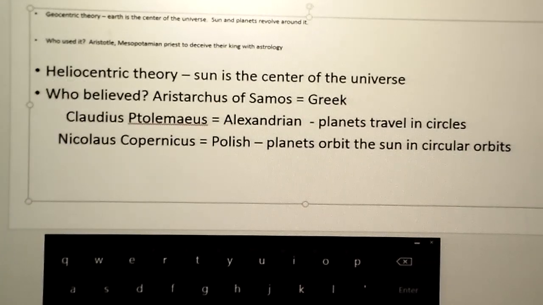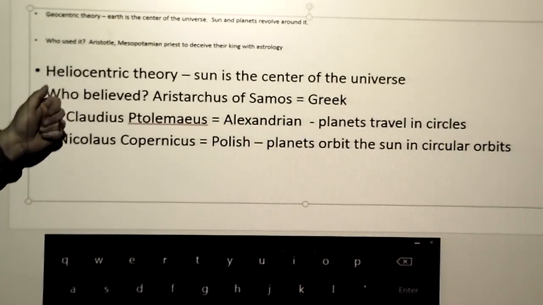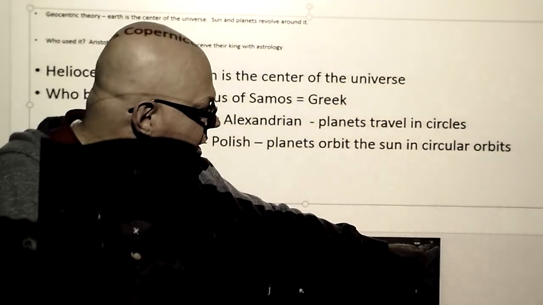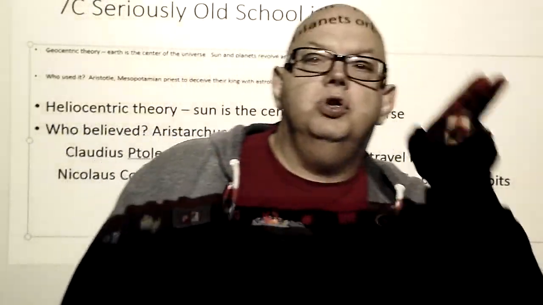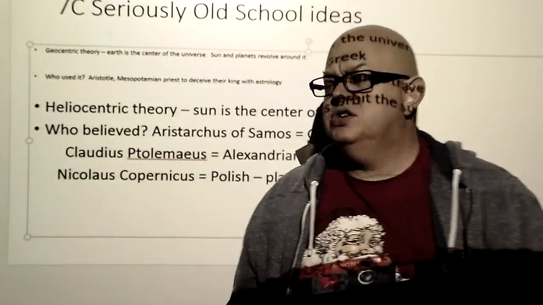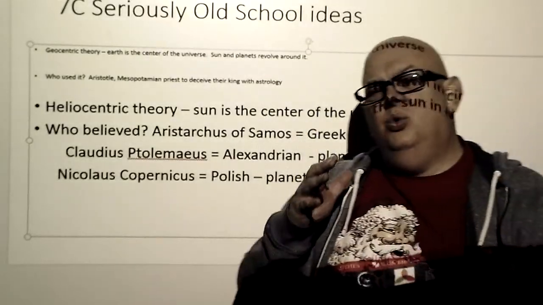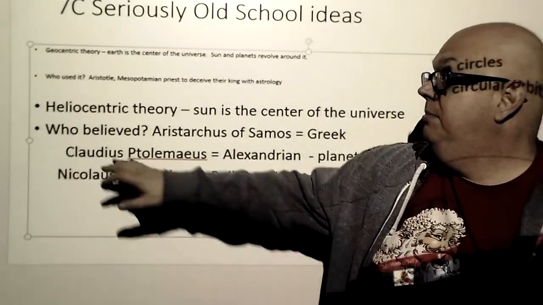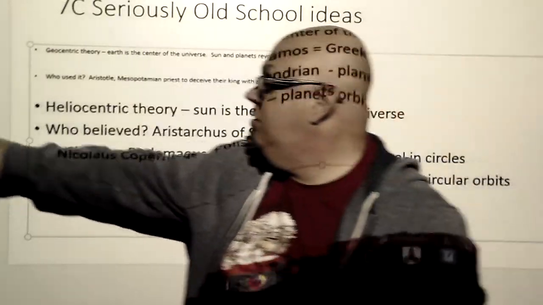Okay. We also have the heliocentric theory. We looked at it. We talked about Aristarchus and Ptolemaeus, but Nicholas Copernicus was a Polish dude who believed that the planets did orbit the sun in circular orbits. Now, these guys were mentioning that the planets would go around, including the Earth, around the sun in a perfect circle. Well, that's not entirely correct. But they were better than the geocentric theory.